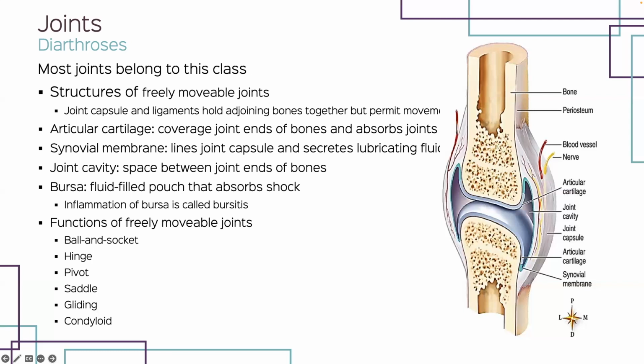Your gliding joints are going to be the least movable of the diarthrotic joints. Their flat articulating surfaces allow limited gliding movement, such as the superior and inferior articulating processes between successive vertebrae. And then lastly, you have your condyloid joints, in which a condyle fits into an elliptical socket. An example of this is the distal end of the radius that fits into depressions in the carpal bone.